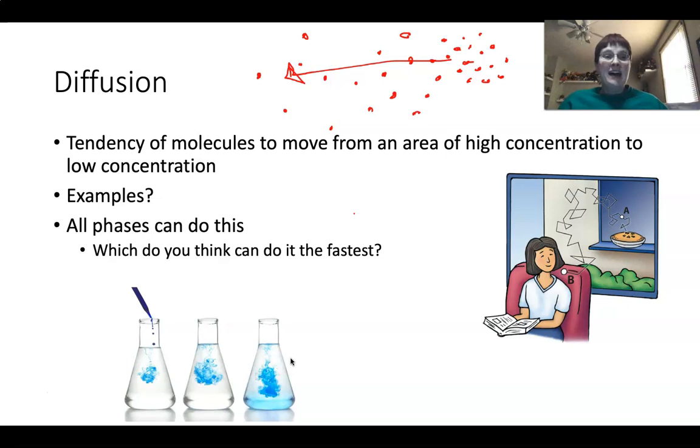And if you said gas, yeah, that makes sense, right? Because those molecules are moving the fastest. And so diffusion happens the fastest with gases, then liquids, and then solids are going to diffuse the slowest. But solids can diffuse. It just takes them a very, very long time to do it.